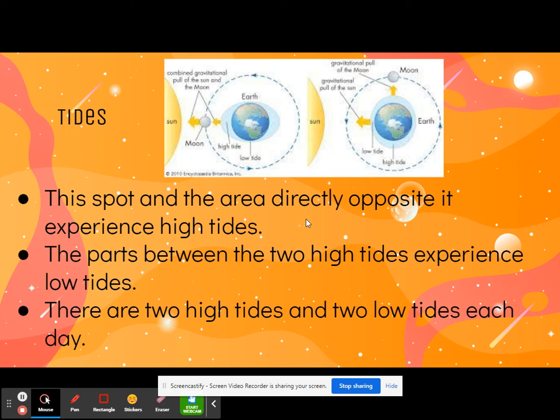Every day there are 2 high tides and 2 low tides, which makes sense because the moon is going to be here and then it's going to be here. So this place is going to experience a high tide when the moon is here, and this place is going to experience a high tide when the moon is directly opposite it.